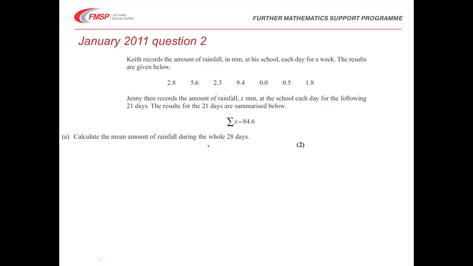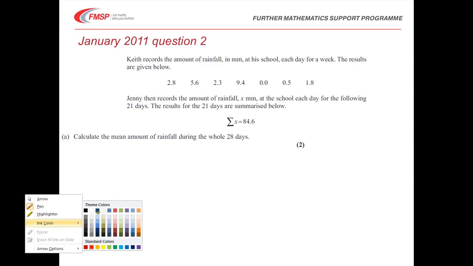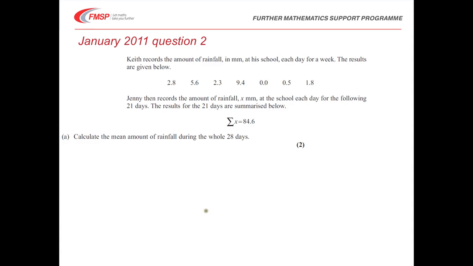Now, this one is a good example of making sure you read the question. So we're asked in this question to calculate the mean amount of rainfall during the whole 28-day period. So we need to read the question and understand what's going on. First of all, we can see that we're going to calculate a mean. However, we need to realize that we're talking about 28 days, and this value here, although it's notated as sum of x, is only for the 21 days that Jenny records the amount.